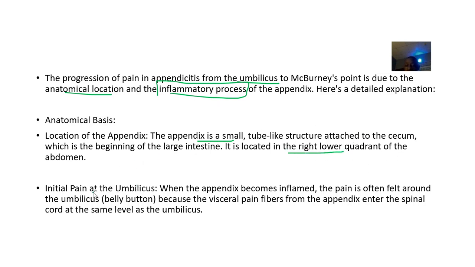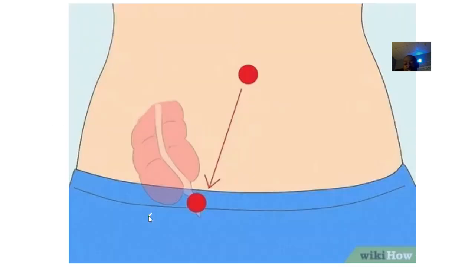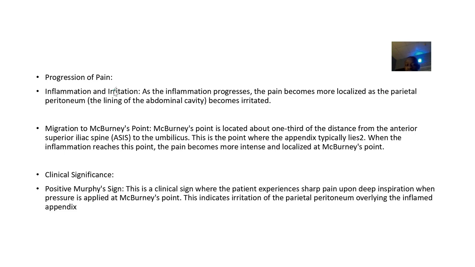So, the initial pain at the umbilicus. When the appendix becomes inflamed, the pain is often felt around the umbilicus, that's the belly button, because the visceral pain fibers from the appendix enter the spinal cord at the same level as the visceral nerves from the umbilicus. Do you understand? So it's kind of like a referred pain. Progression of pain now: inflammation and irritation. As the inflammation progresses, the pain becomes more localized as the parietal peritoneum becomes irritated.